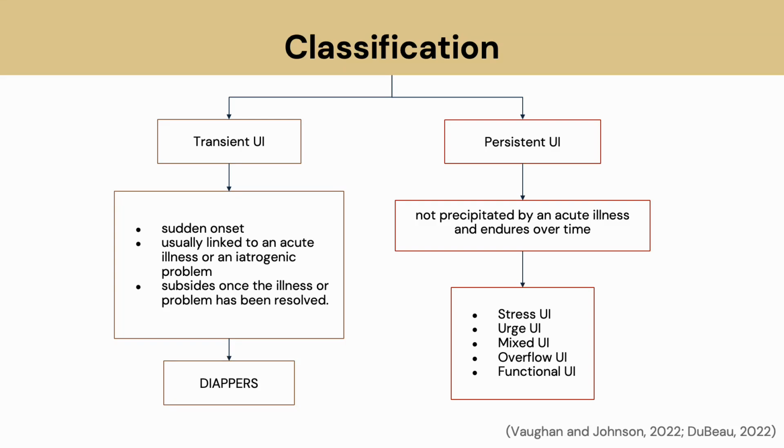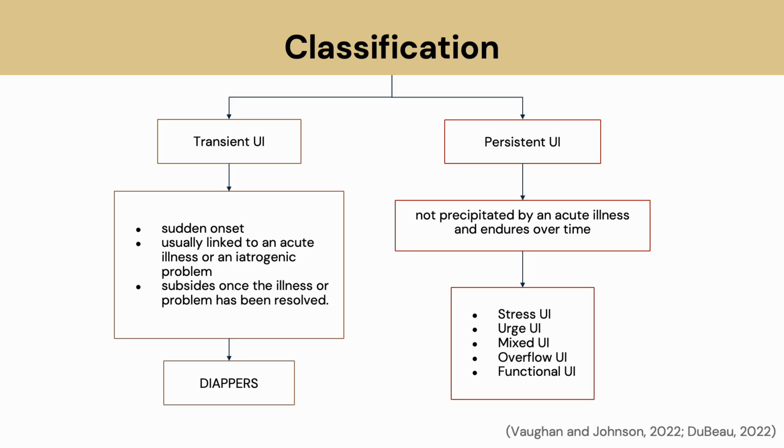Let's move on to the next section about the classification of the UI. The first distinction is between transient and persistent UI. The transient UI has a sudden onset and is usually caused by an acute illness or a reversible factor. The key point is that it usually improves or resolves once the underlying cause is identified and treated.